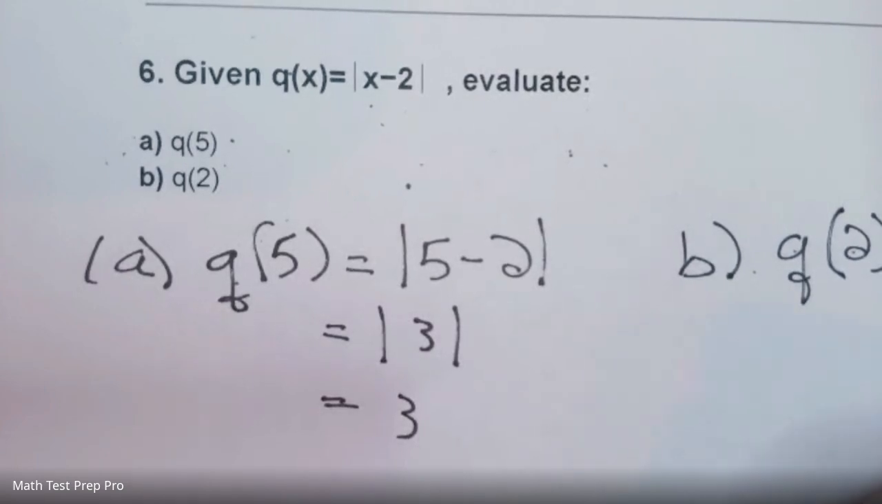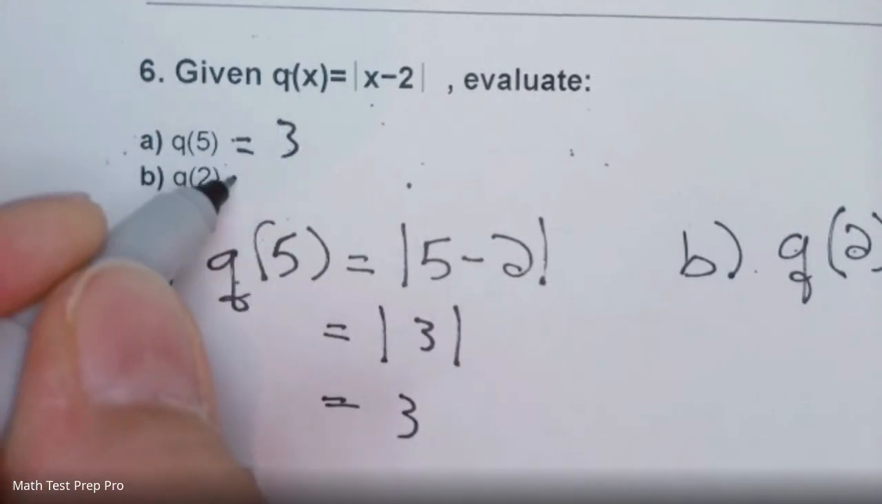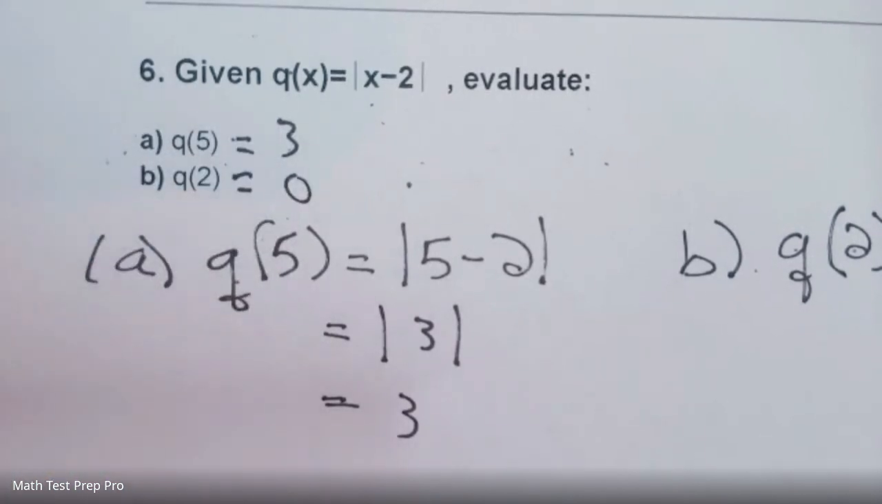All right. For B, we're going to plug in q of 2 equals x minus 2 equals 2 minus 2 equals absolute value of 0, which is 0. So the q of 5 is 3. The q of 2 equals 0.